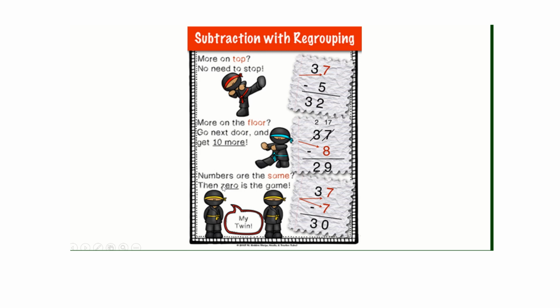Numbers are the same, then 0 is the game. Remember, when there's more on top, that means there's no need to stop. You can keep subtracting. But when there's more on the floor, you need to go next door and regroup to get 10 more. When the numbers are the same in the ones place, then 0 is the game. So let's get started with our first problem.